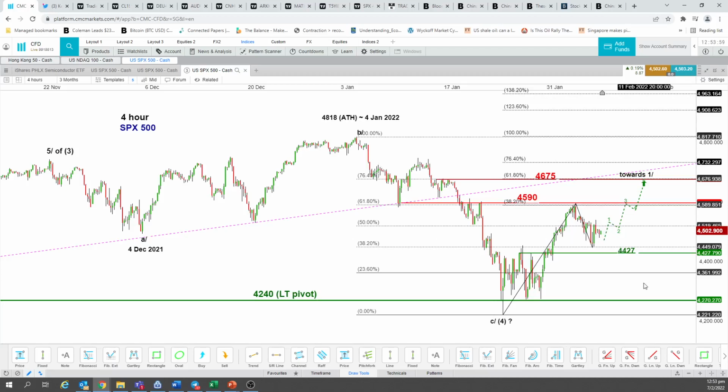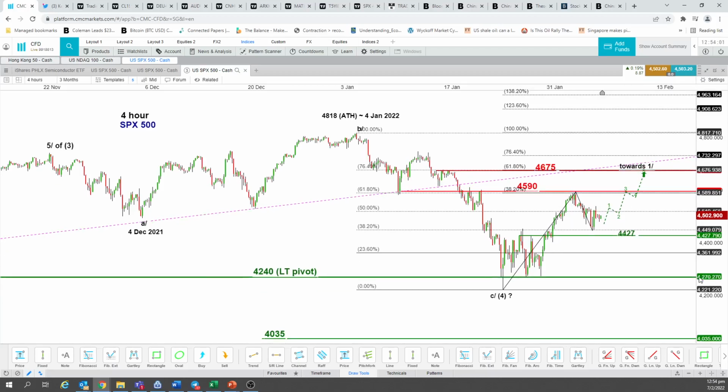However, if we have a weekly close below 4240, then all bets are off. Then we will start to see a potential kickstart of this major corrective phase, which can last multi-month. But as a first step, we are going down towards the support at 4035.